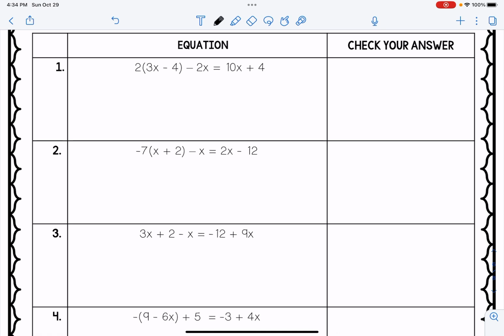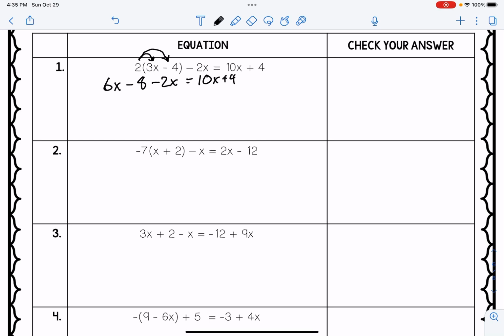Number 1, step 1 was to distribute where we can. It looks like it's only going to be this side. So 2 times 3x and 2 times negative 4 here. 2 times 3x is going to end us up with 6x, and 2 times negative 4 will be a minus 8, and a minus 2x equals, well, over here we just have 10x plus 4 with nothing going on, so I can't do anything there.